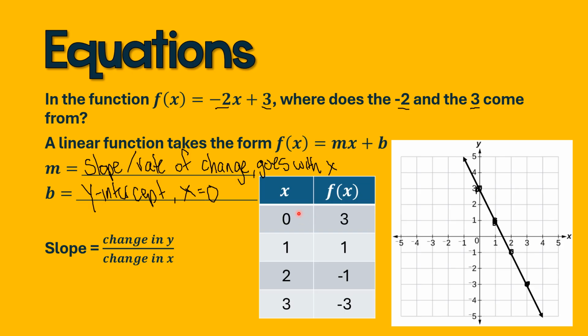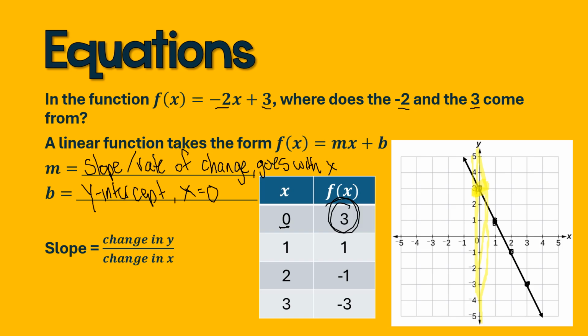So I can look in my table, when x equals 0, my function is 3. So that's where I get the 3 from. It's when x equals 0, okay? On the graph, I also see it happening right here on my y-axis. So wherever it is touching the y-axis, this up and down line, my y-axis, that's telling me what the b value is, what the number by itself is, okay?